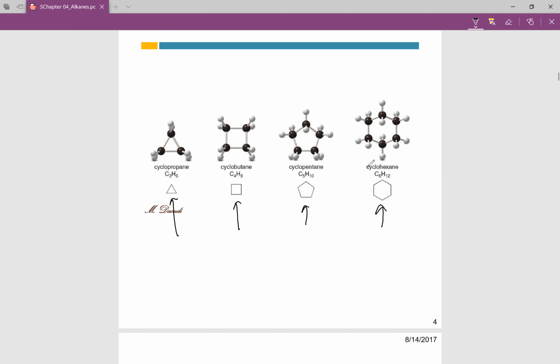And these cycloalkanes will be a little bit more important when we talk about something called ring strain and the chair conformation. But for right now, all you have to understand is that these exist along with those regular alkane chains that we were talking about earlier.